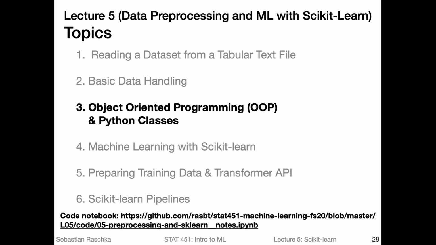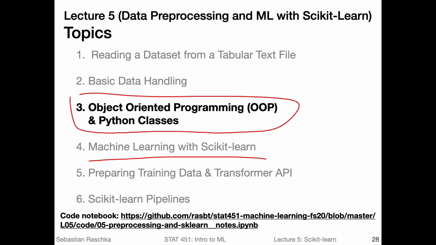Before we talk about machine learning with Scikit-Learn in the next lecture, let us briefly talk about object-oriented programming. That means Python classes. And that becomes very relevant very soon when we talk about Scikit-Learn, because Scikit-Learn is heavily based on object-oriented programming concepts. And at the end of this video, I will show you an implementation of k-nearest neighbors using the Scikit-Learn API, or basically the approach that Scikit-Learn uses for implementing estimators like classifiers.